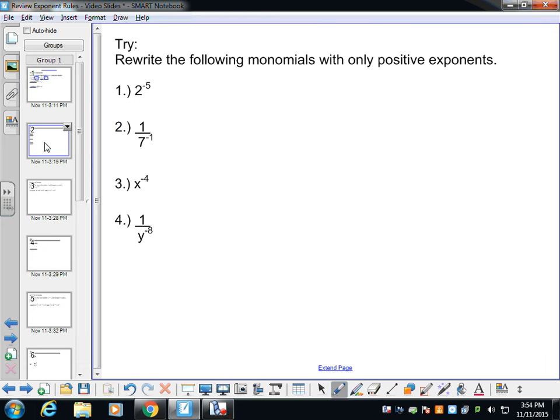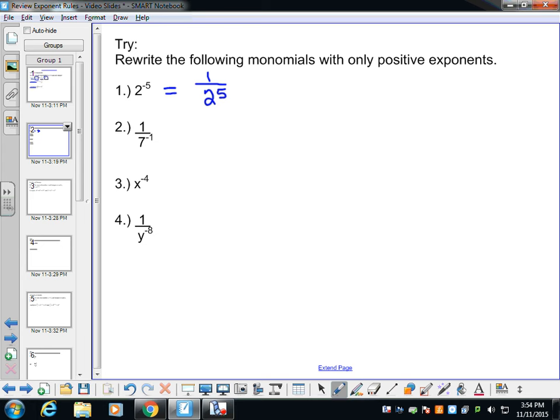Now let's try some. Take a minute, pause the video, and try these on your own. The first one, rewrite the following monomials with only positive exponents. 2 to the negative 5th is the same thing as 1 over 2 to the positive 5th.